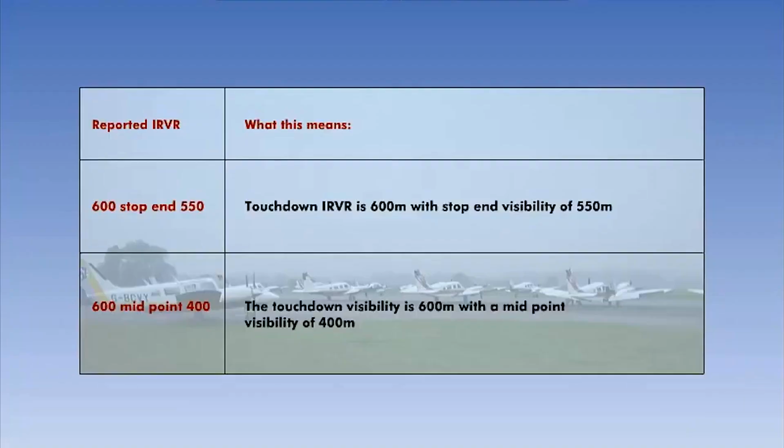If only 2 readings are given, the first relates to touchdown, and the second is prefixed as follows. 600, stop end 550 means the touchdown visibility is 600 meters, with a stop end visibility of 550 meters. Similarly, 600 midpoint 400 again means the touchdown visibility is 600 meters, but this time the midpoint visibility is 400 meters.